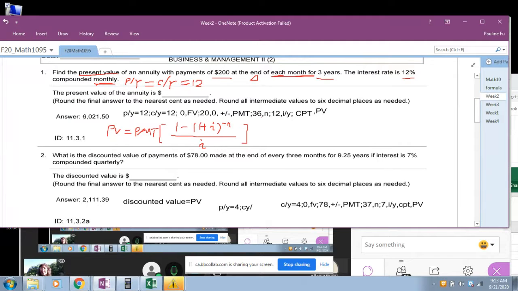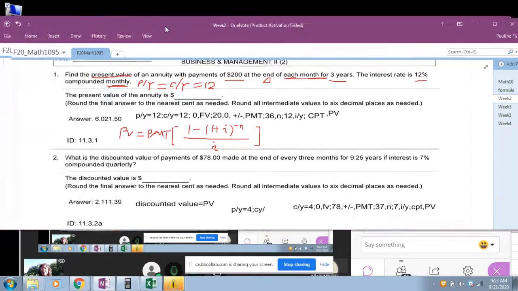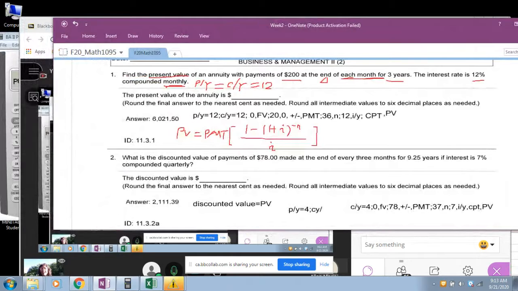I'll repeat the question. Find the present value of an annuity with payment 200 at the end of each month for 3 years, the interest is 12% compounded monthly. That is the question. So I analyzed the numbers: PY equals CY equals 12. So the question asks you to calculate PV.